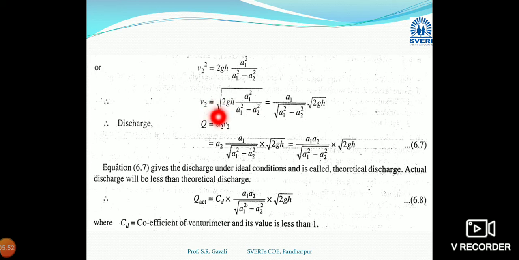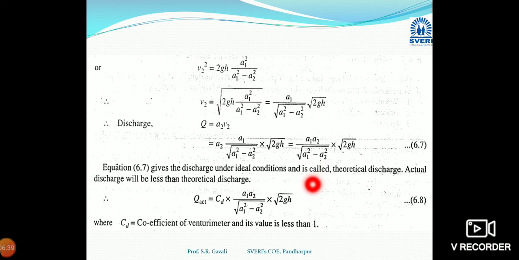And therefore, V2 is equal to, simplified, A1 divided by square root of A1 square minus A2 square into square root of 2GH. But we know that discharge Q is equal to either A1 V1 or A2 V2. We know the value of V2, therefore Q is equal to A2 V2. Finally, Q is equal to A1 A2 divided by square root of A1 square minus A2 square into square root of 2GH. This is called the theoretical discharge formula through the Venturi meter, the formula to calculate the theoretical discharge through the Venturi meter.